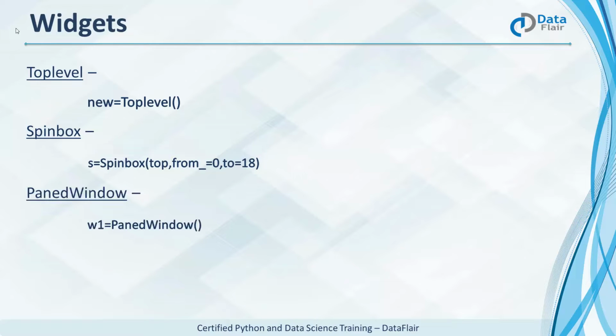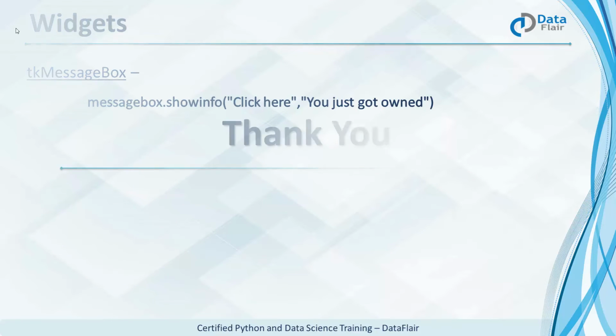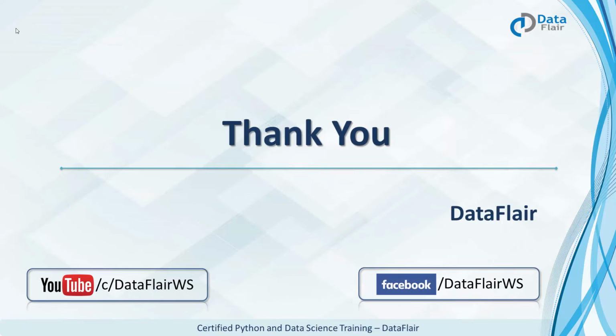A paned window is a container widget holding a number of panes horizontally or vertically. And a label frame is a container widget holding complex window layouts. Lastly, a Tk message box displays a message box. We've discussed all the widgets of the Tkinter module. Next, let's implement them and see how they work.